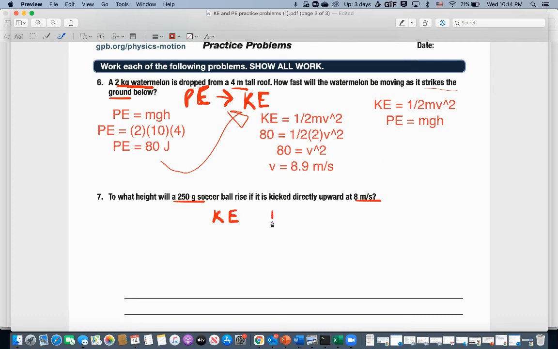So we're going to solve for kinetic energy, and then use that to solve for the height component, the variable inside of potential energy. So we're using kinetic in this case to know the potential. We just did potential to kinetic. Now we're going kinetic to potential. The one thing we do have to be careful about here is this is 250 grams. All of our masses are in kilograms, so I need to go ahead and convert this.